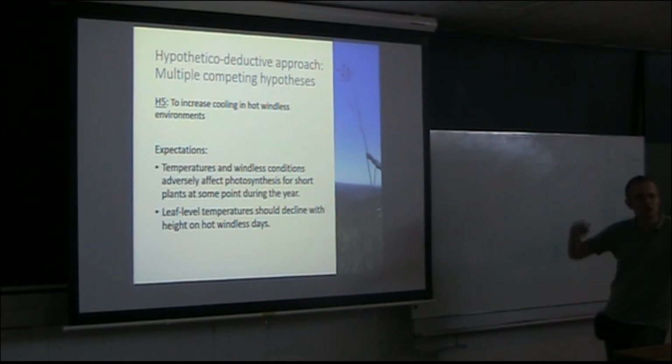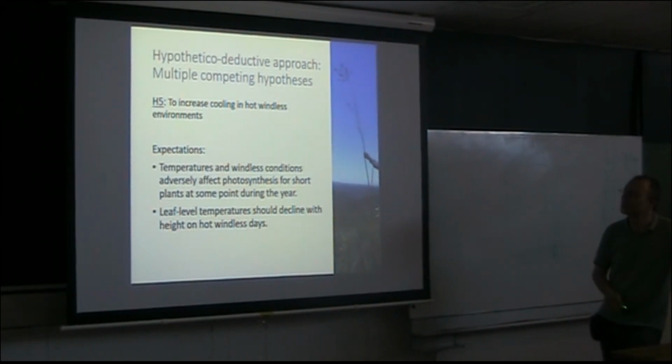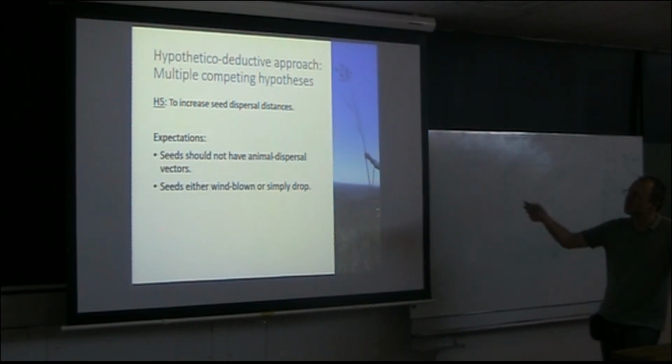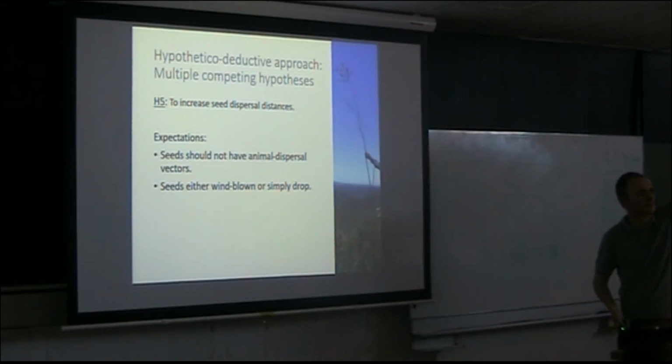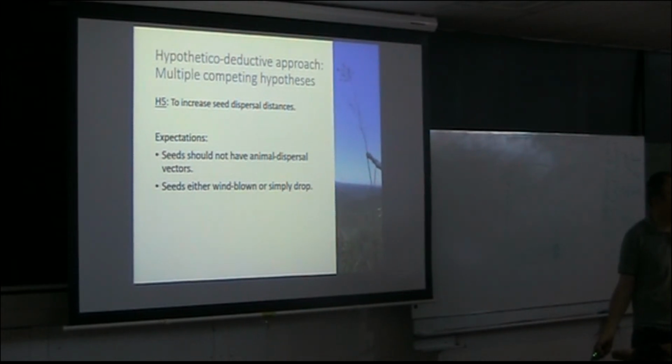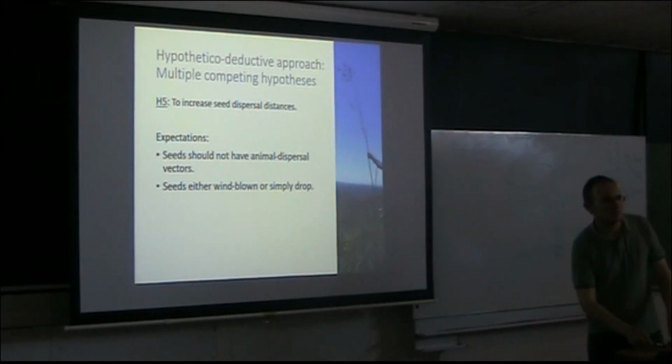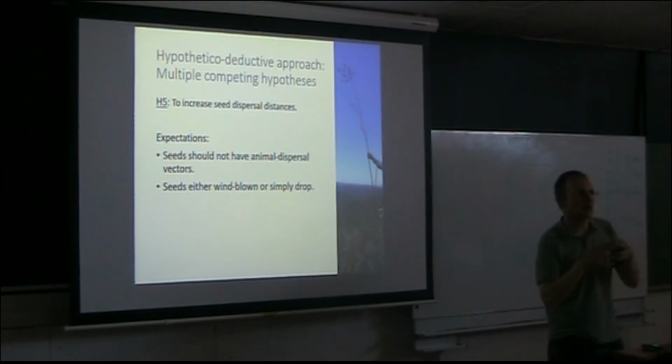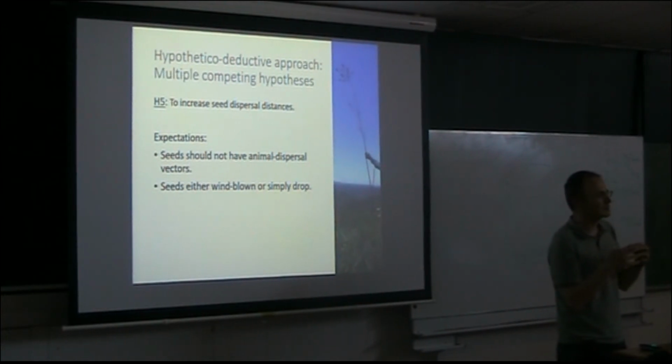To increase cooling in hot environments, there are listed expectations. And for seed dispersal, they shouldn't have animal dispersers, there should be wind-blown seeds or simply drops, so that distance means something. Because if most of these are with animal dispersal vectors, it makes no sense to do so at all. Do you see? And some of these hypotheses would have the same predictions.